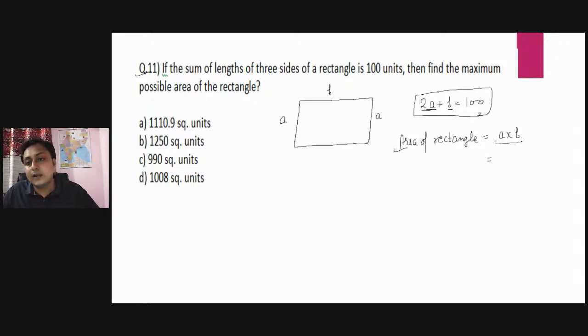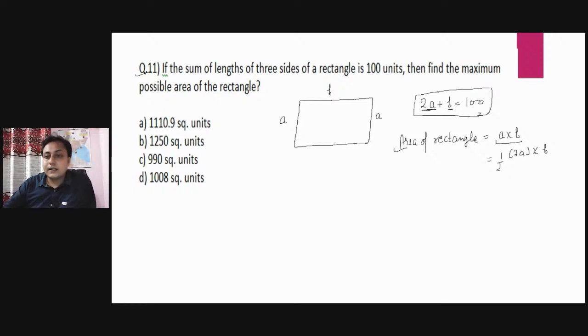So we can write this value as half of 2A into B, right? So guys, the property that we'll use here: if the sum of two quantities is constant, and you want to maximize the product, then you will get the maximum value of the product when the two quantities are equal. Or you can say this: if the sum of two positive quantities is constant, then the product is maximum when the two quantities are equal.